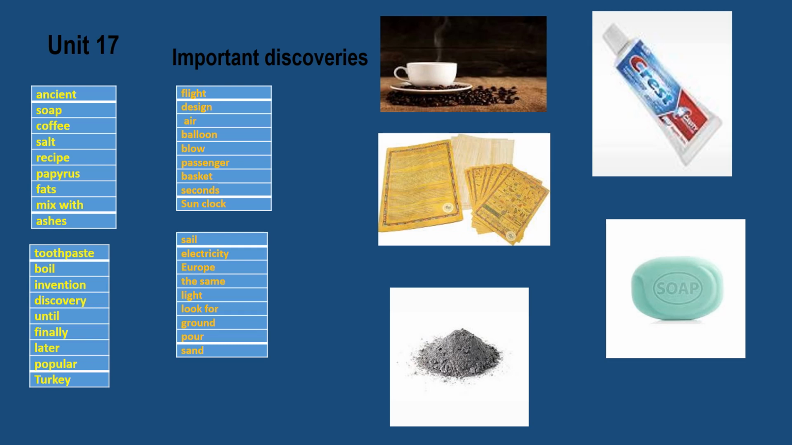Fats, mixed with. Ashes: we have down the word ashes and the picture for it, something like gray sand. Flight, design, air balloon, blow, passenger. Basket, seconds, sun clock. Down we have toothpaste that we use to clean our teeth. Bile, invention, discovery, until, finally, later, popular, Turkey, sail, electricity, Europe, the same, light, look for. Ground, pour, and sand. The verb pour is used for pouring liquids.